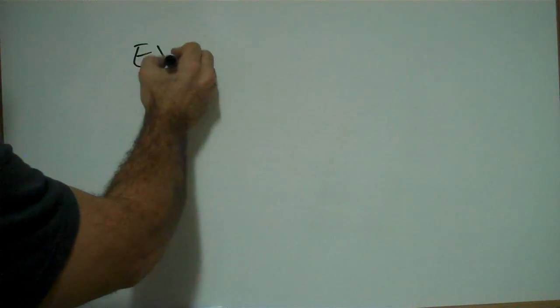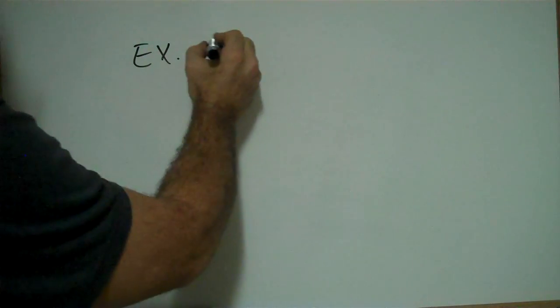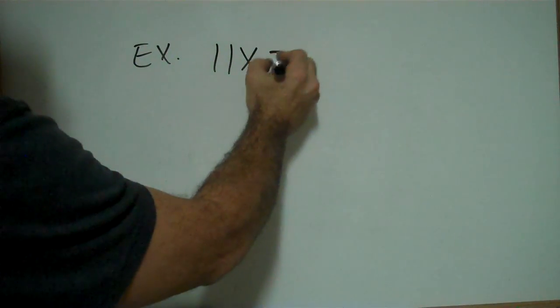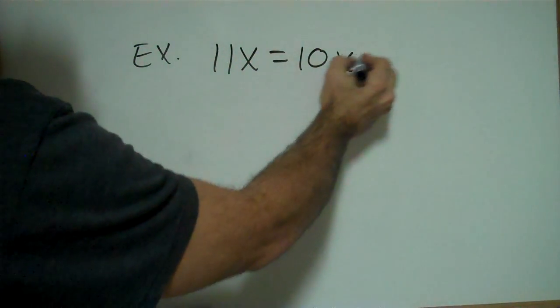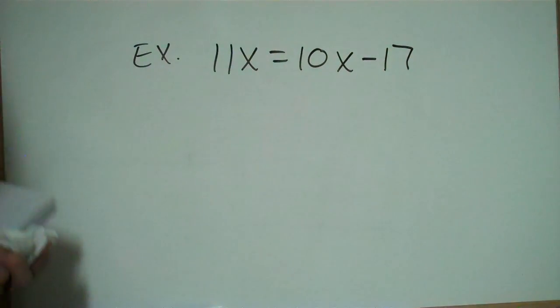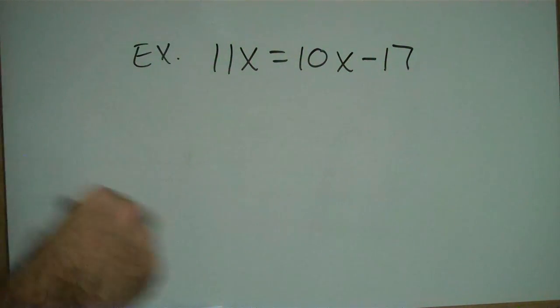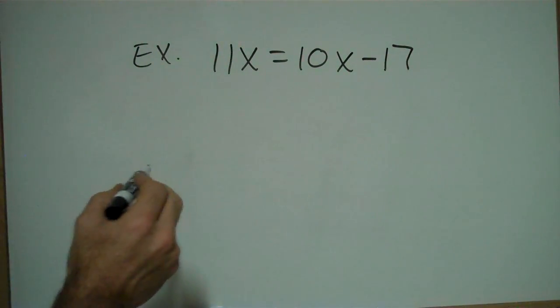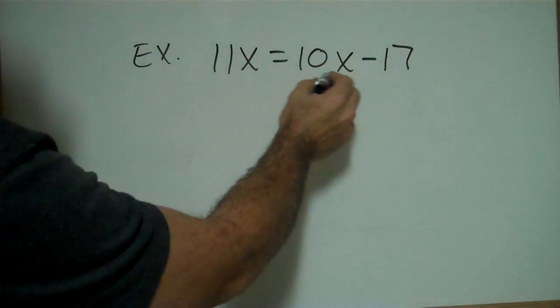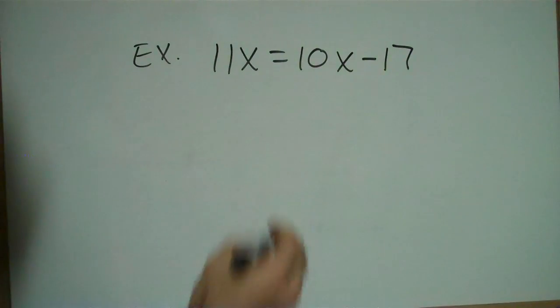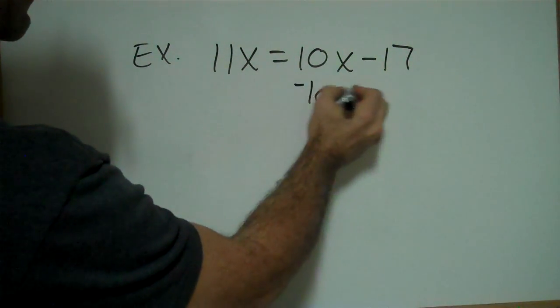Alright, next example. I'm going to do 11x on one side. That's going to equal a 10x minus 17. So I'm going to get the x's on one side, numbers on the other. But if you notice, I can subtract that 10x from both sides.